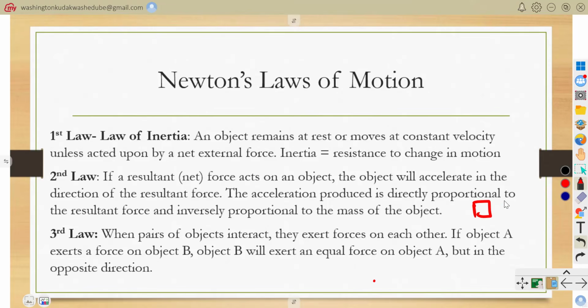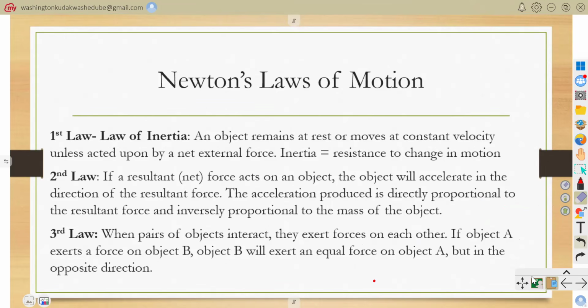When pairs of objects interact, we have object A and object B. You would see that these two objects exert forces on each other. If object A exerts a force on object B, object B will exert an equal force on object A, but in the opposite direction. That is what Newton's third law simply states.